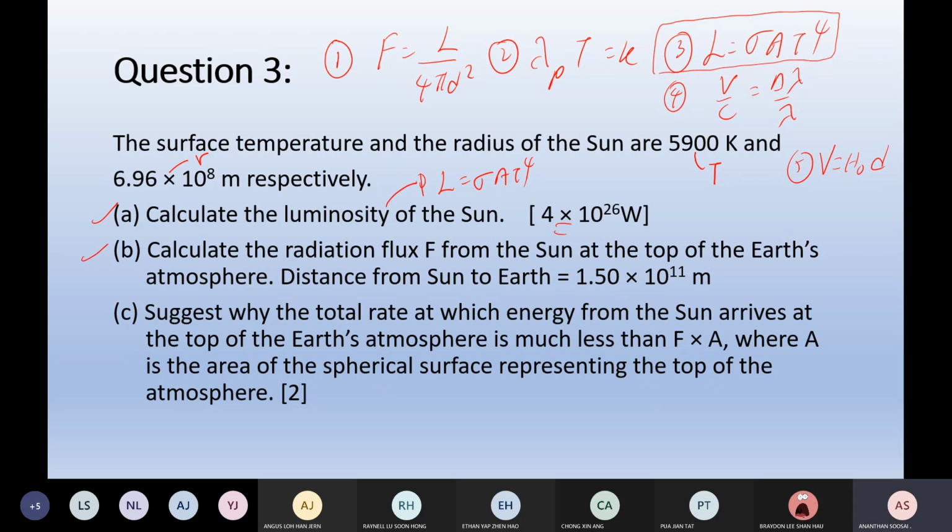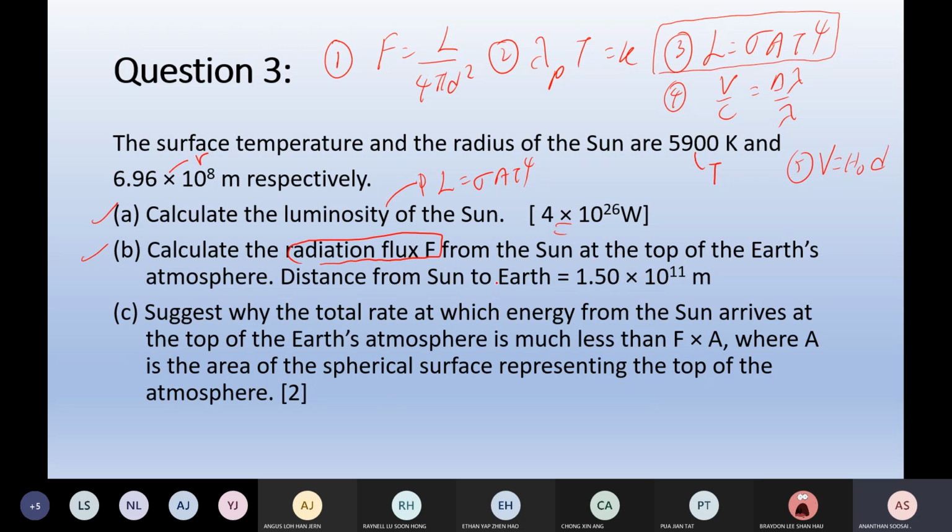What formula to be used for B? Calculate the radiation flux. Oh, this is F law. So the only equation with flux is, I think, the first one, right? Yeah, first one. Okay, calculate the radiation flux from the sun at the top of the Earth atmosphere.